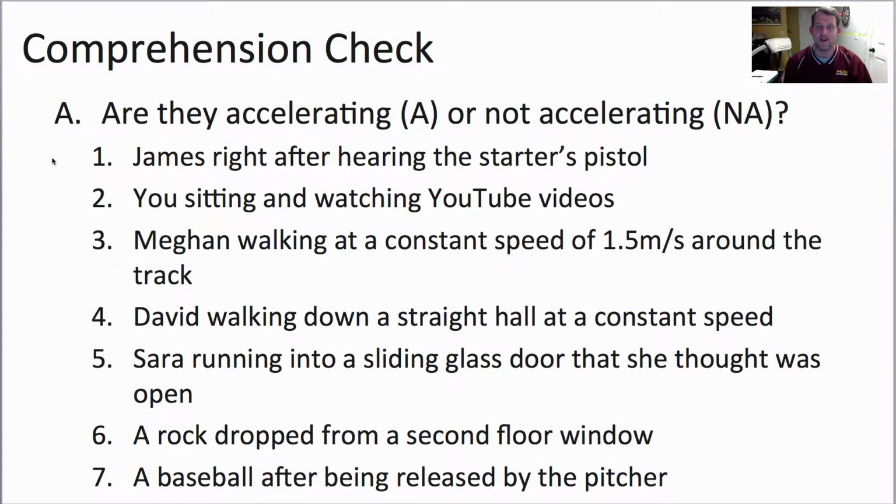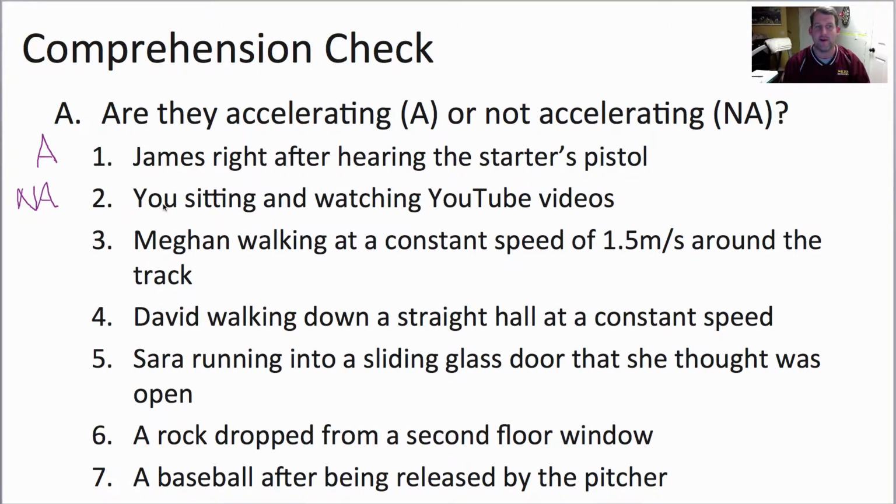All right, let's get started. So right after hearing the starter's pistol, we're assuming that James is going to speed up since he was stopped, so that's accelerating. And you're sitting watching YouTube videos, well, you're not speeding up, slowing down, or turning, so that would be not accelerating.